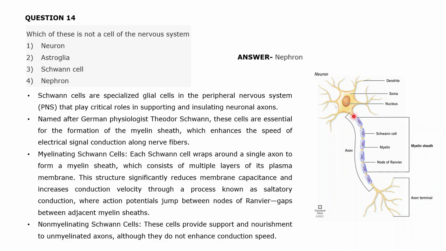In this case, if a myelin sheath is present, then the signal reaching here jumps over one myelin sheath to the node of Ranvier. Another myelin sheath comes, and then it jumps once again, and this process continues until it reaches the nerve endings. So this is the process called saltatory conduction. This is a much higher velocity as compared to the normal conduction taking place in non-myelinated neuron cells. In case of non-myelinating Schwann cells, they provide support and nourishment to axons, but they don't involve the formation of myelin sheath.